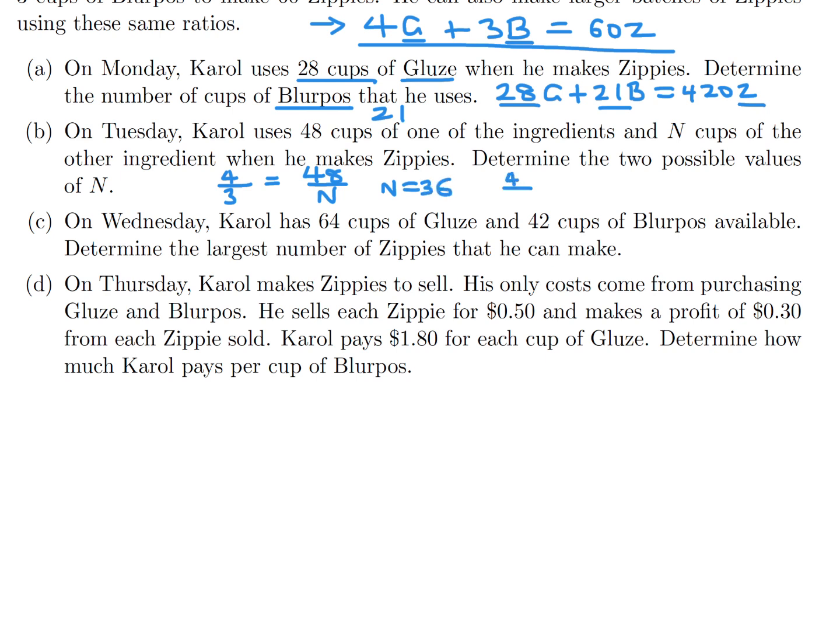The other way of looking at it is that n is representing the G and the 48 is representing the B. When you calculate this, n will be, I believe, 64. So the 2 possible values of n are 36 and 64.